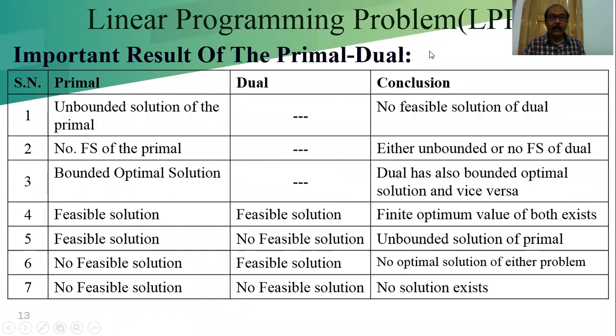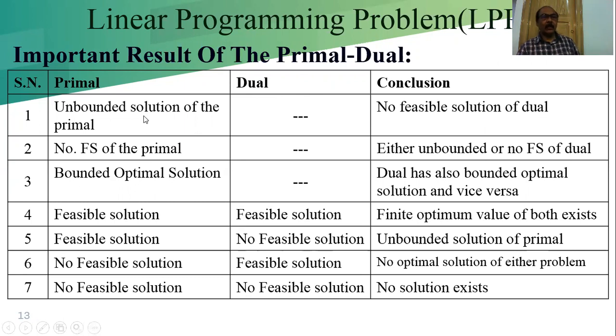Important results of the primal and dual. What is the nature of the solution? We can discuss it from the comparison table. Unbounded solution of the primal. If we get an unbounded solution in the primal, that means no feasible solution of the dual. In this case we are not considering any results in the dual; we conclude there is no feasible solution of the dual.